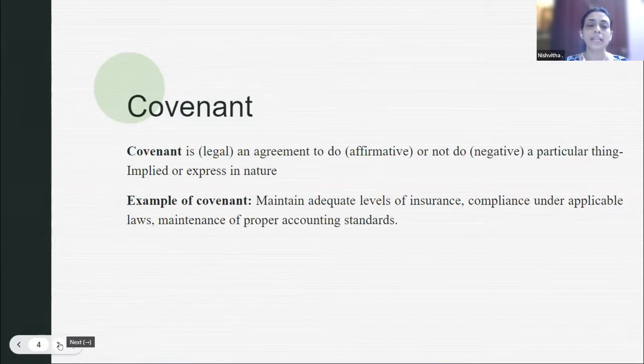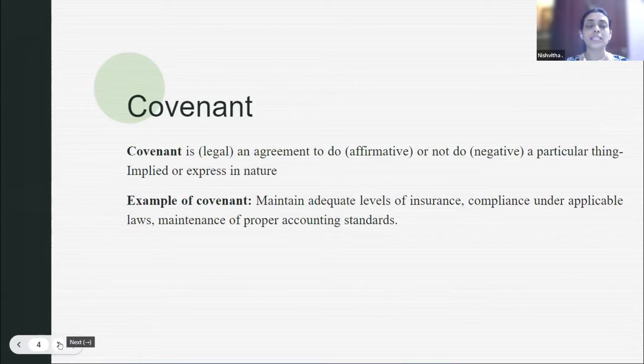Next is maintenance of proper accounting standards. Every organization will have a set of accounting standards which will be given to every company. So whenever you maintain the books of accounts, it's important that you maintain them as per the accounting standard. Nowhere in the contract will it say AS 15 is applicable to you, AS 12 is applicable to you. We do not call out those accounting standard numbers specifically. Instead, we say all the books of account will be maintained as per the applicable accounting standards.